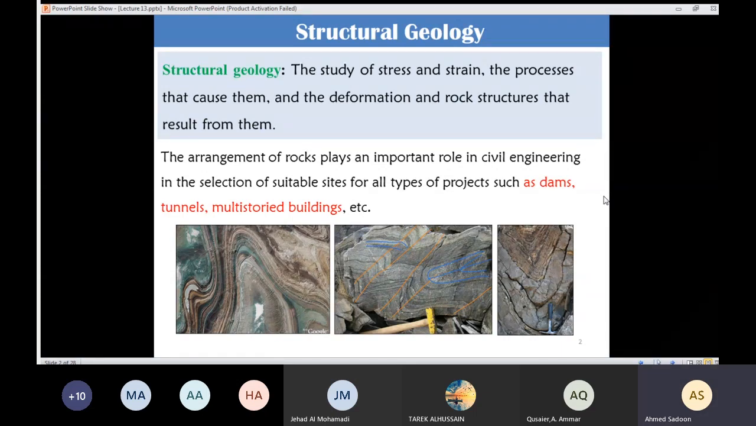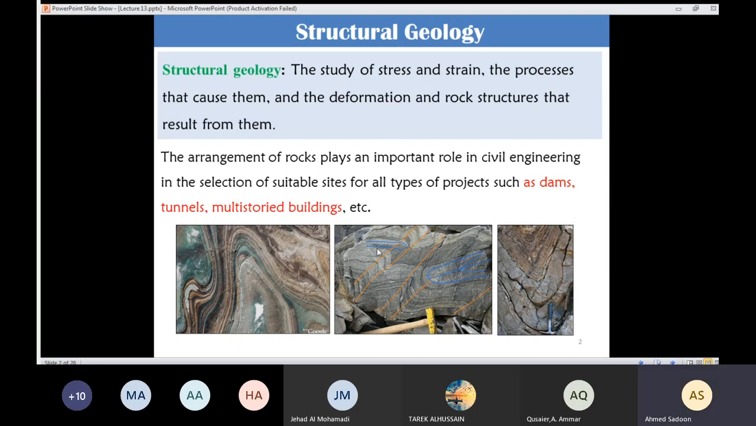And in order to do this, you need to have good knowledge in soil mechanics. In soil mechanics, you are going to study everything about the soil, and rock is going to be considered a type of soil. So the arrangement and the structure of the soil, whether it's been subjected to stress and strain, is very important. In order to make a decision about the location of a dam or tunnel or any civil engineering project, it's important to know the structure and the arrangement of the rock.